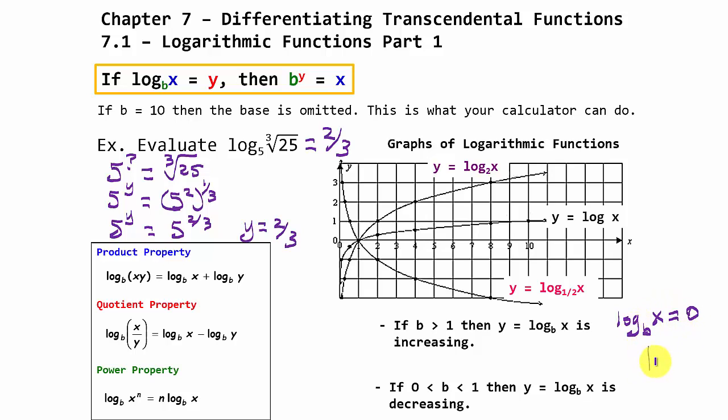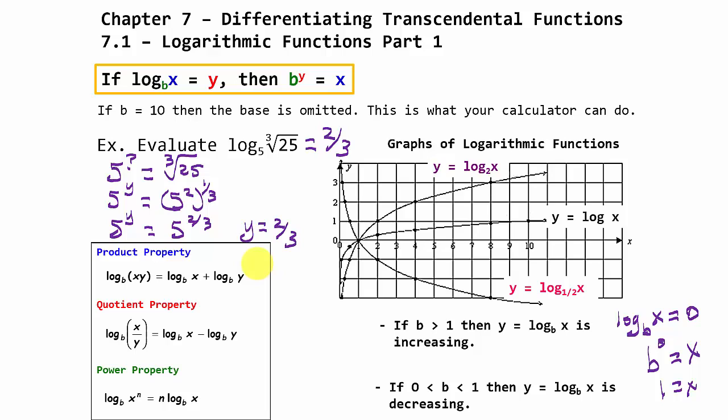Changing formats, b representing any base to the power of 0 has to equal the x value. I know anything to the power of 0 is 1, so 1 equals x. That's why all log functions go through the point (1, 0).